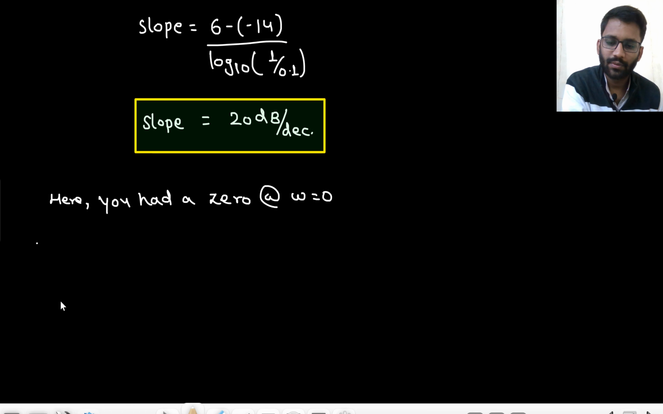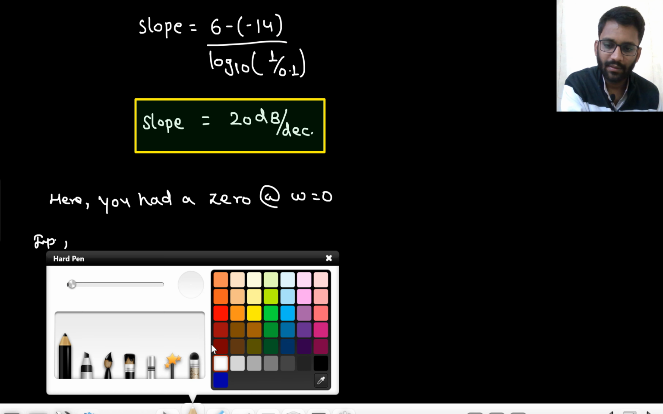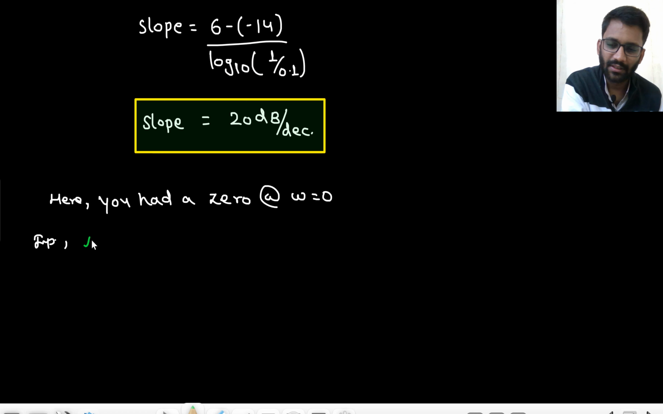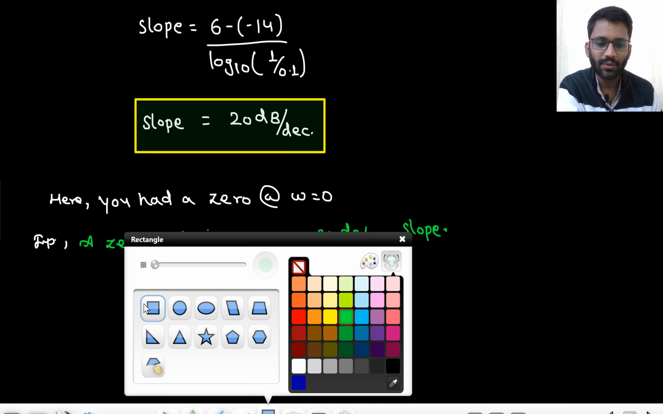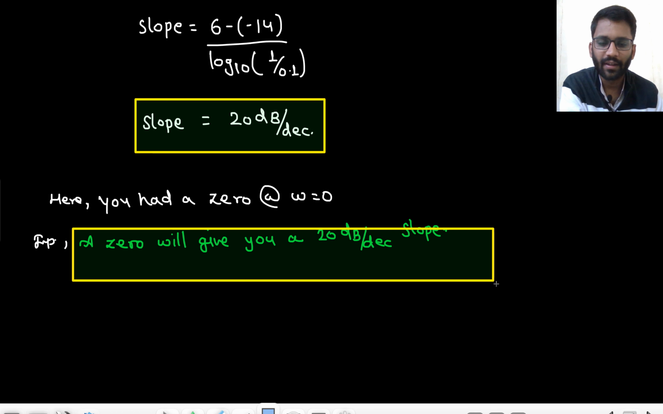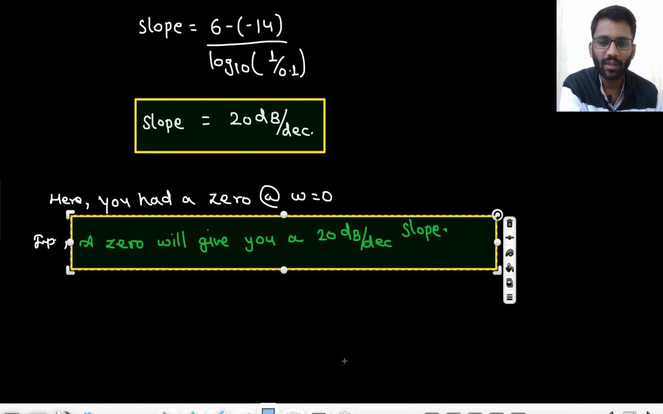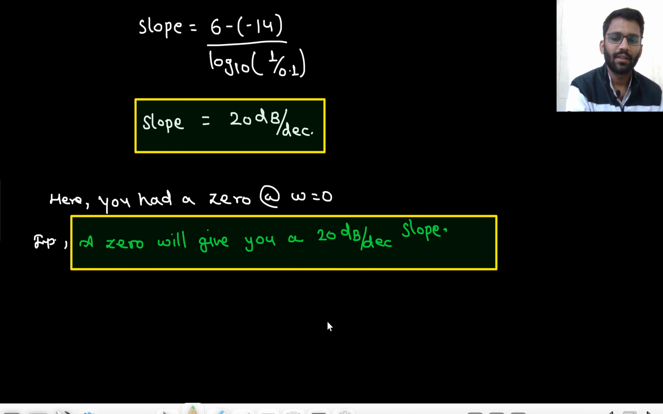So the important point is that a 0 will give you a 20 dB per decade slope. Okay, so a 0 gives you a 20 dB per decade slope. You have to keep it in mind. Okay, so a 0 gives you a slope of 20 dB per decade.